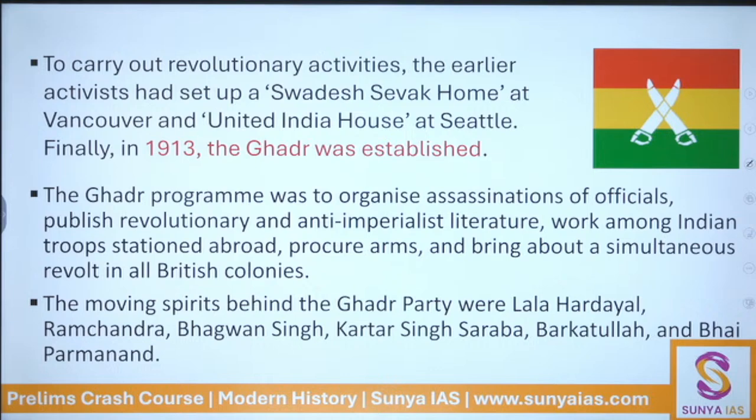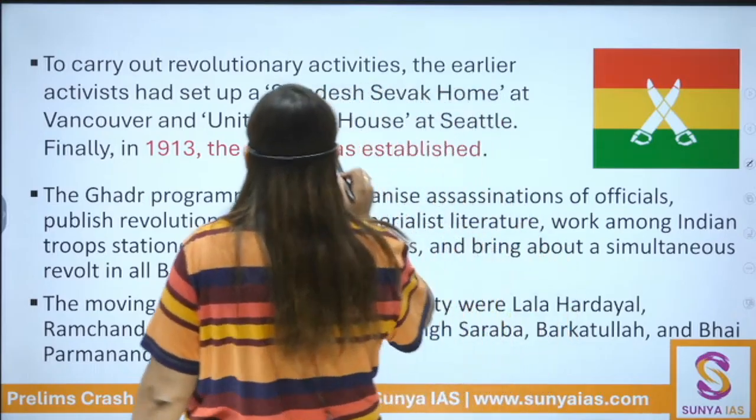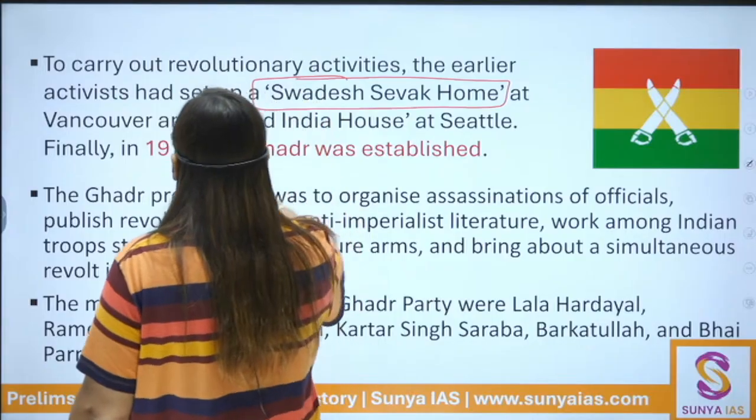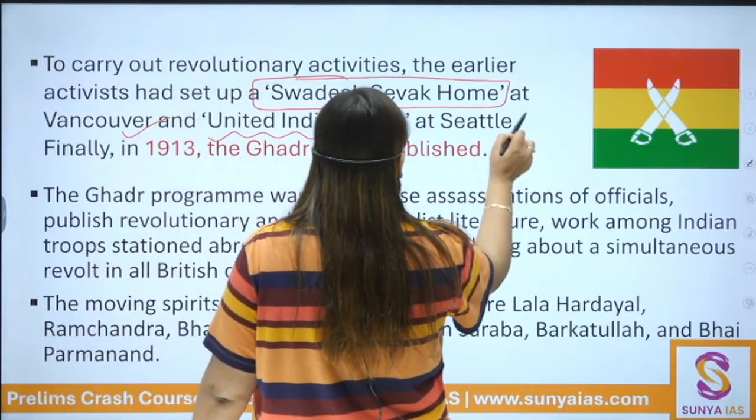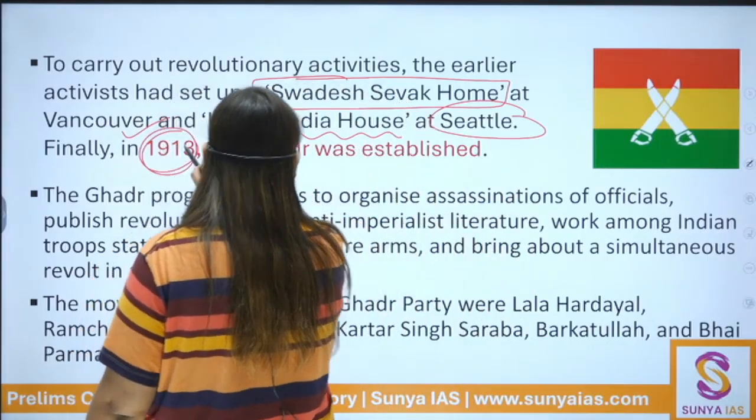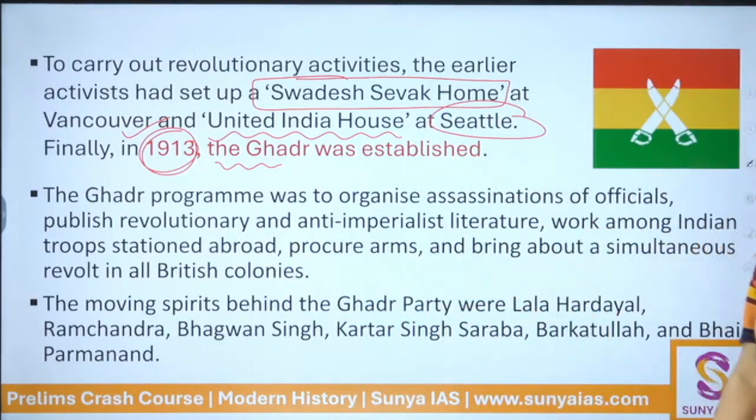Now, to carry out the revolutionary activities, the earlier activists had set up a Swadesh Sevak Home at Vancouver and United India House at Seattle. But in 1913, they got the opportunity to establish the Gadar. So in 1913, Gadar was established.